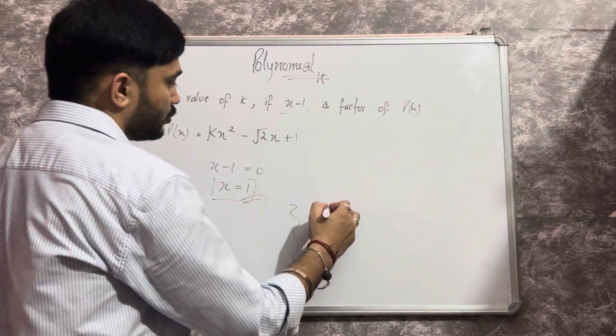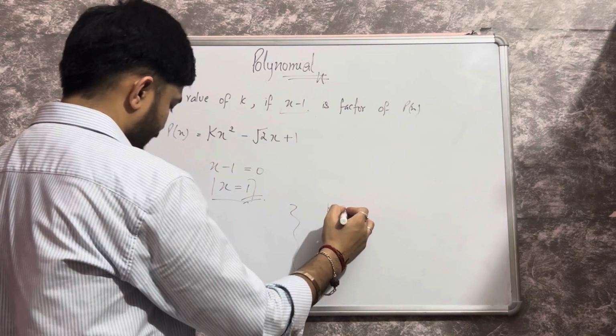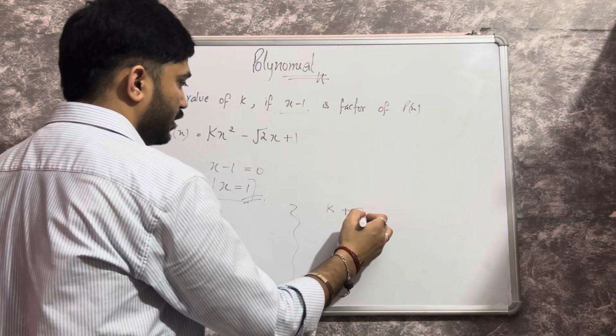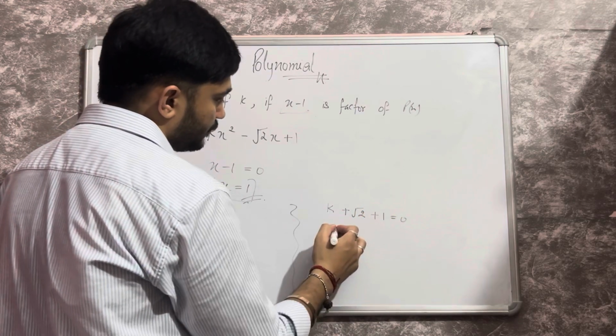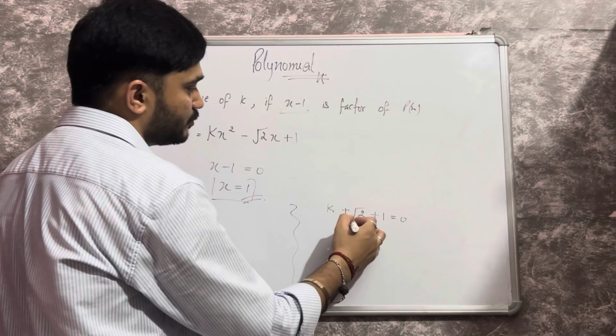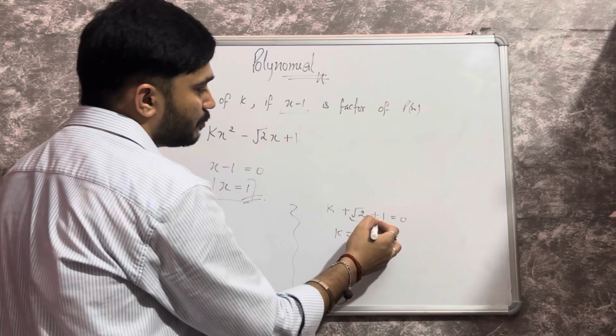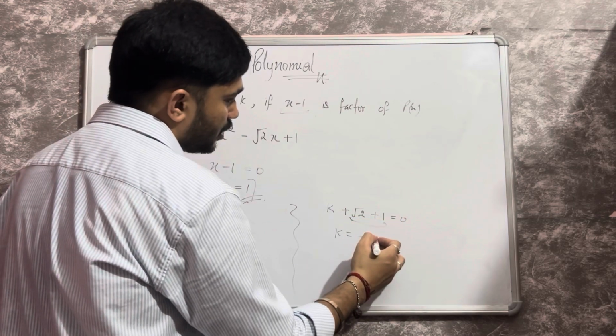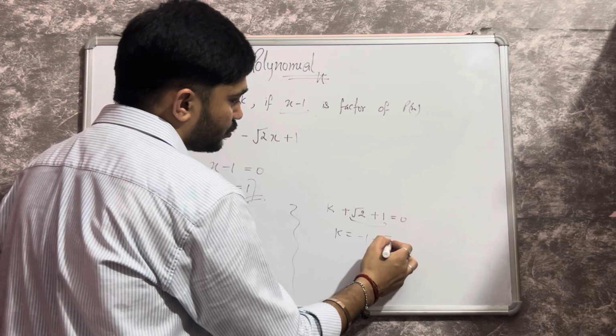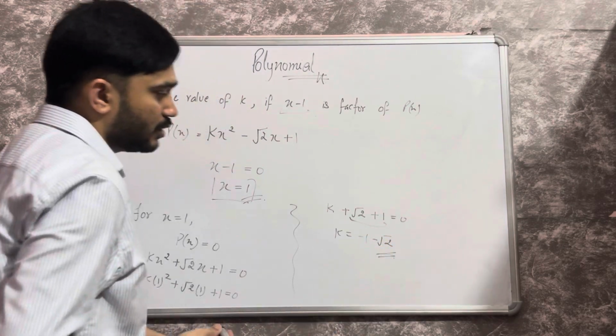K into 1 square is k, plus under root 2 into 1 is under root 2, plus 1 equal to 0. So k will be, take both values onto the other side: plus 1 on the right hand side will be minus 1, and plus under root 2 on the other side is going to be minus under root 2. Any doubt?